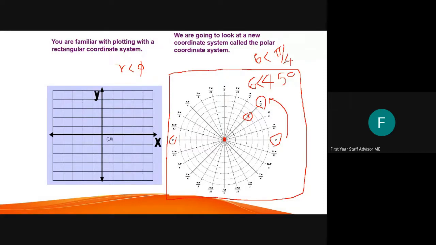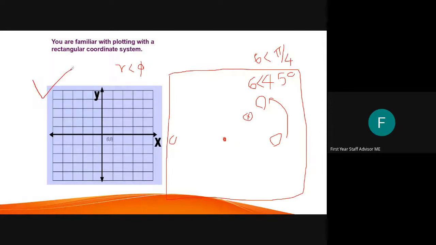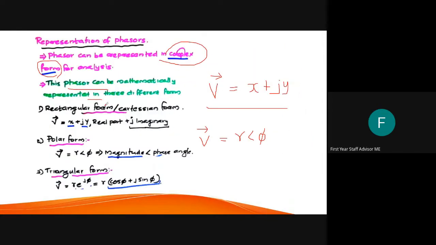Okay. Then how to represent a phasor? There are three methods. One is a rectangular form or Cartesian form. In that a vector is represented v is equal to x plus jy, where x is the real axis value, y is the imaginary axis value. You can represent it in this form. And next one is polar form, where the vector v is equal to r at an angle phi, where r is magnitude and phi is phase angle.